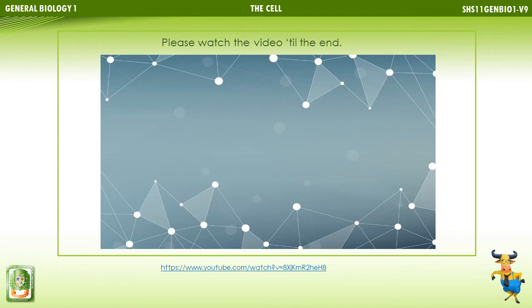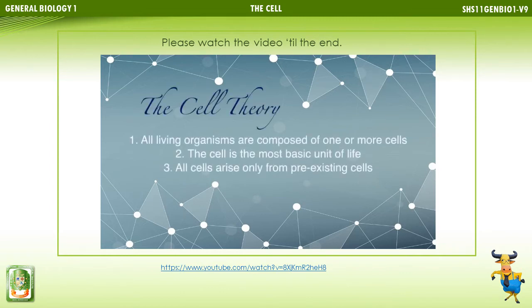Now, the cell theory is: Number 1, all living organisms are composed of one or more cells. Number 2, the cell is the most basic unit of life. And number 3, all cells arise only from pre-existing cells.